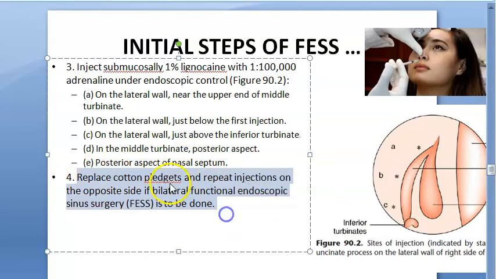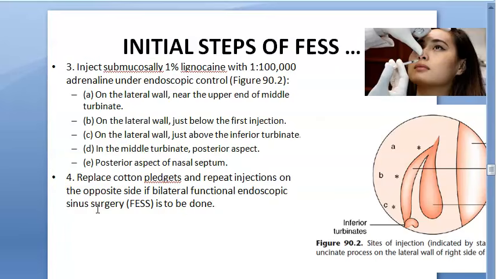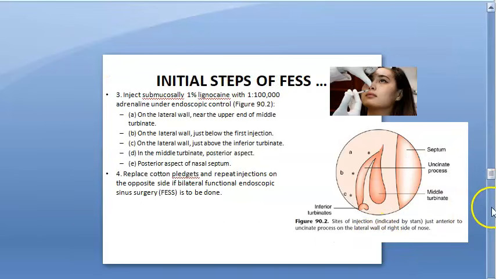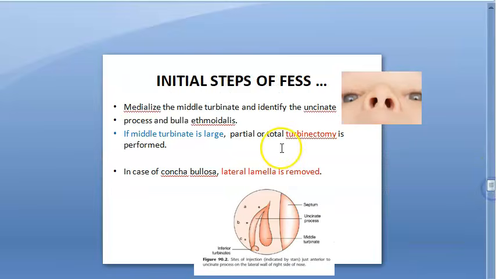Next, replace the cotton, I'm thinking, how is this pronounced? Pledgets, okay, they're going to replace it, and in the opposite side, in the other nose, also they will do all this. If they need to do bilateral functional endoscopic sinus surgery, if they need to do the surgery on both sides, then they'll do this anesthesia bilaterally, right? They'll give it. So now let us see in initial steps itself, little more is there.